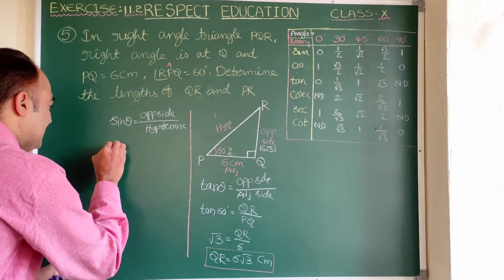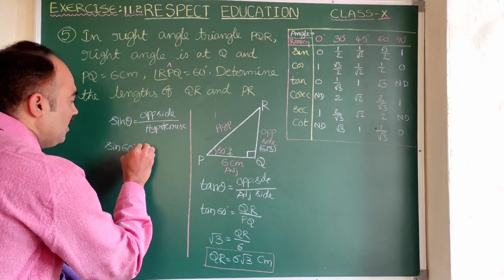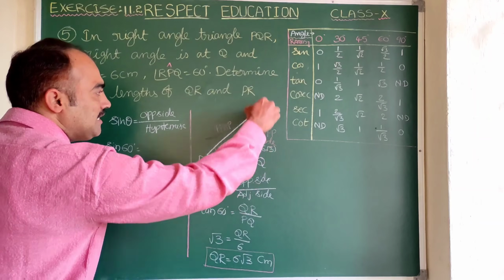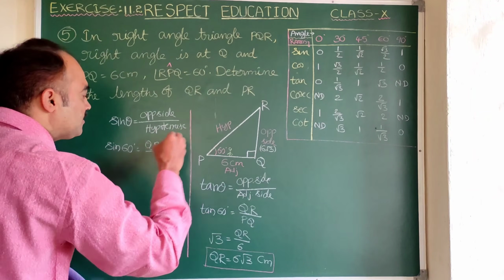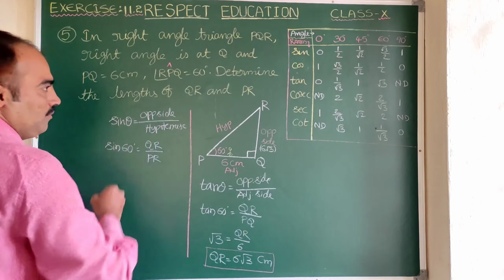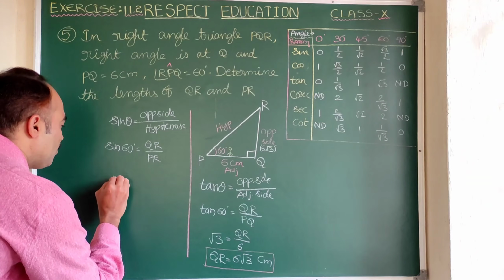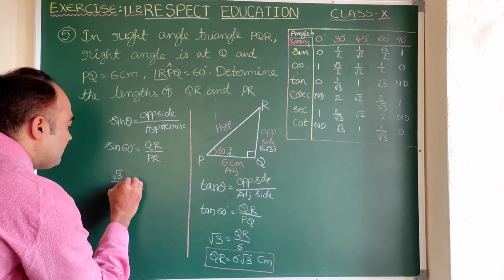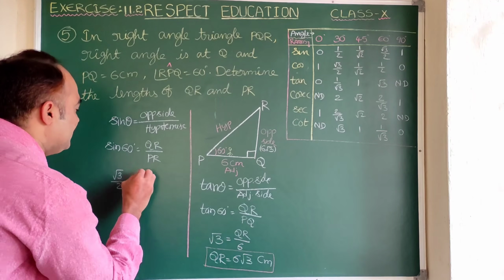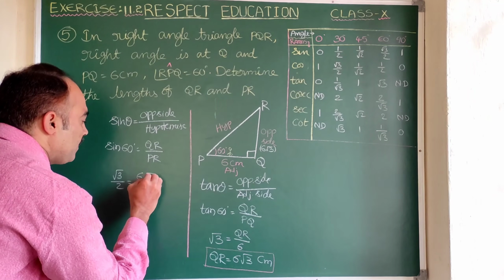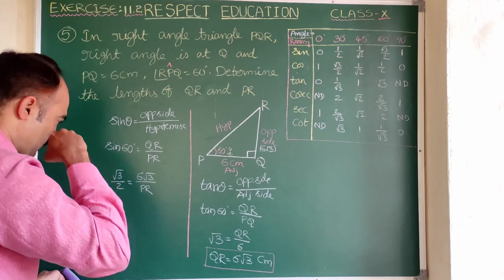Now here sin theta means in place of theta I am taking 60 degrees. Now for 60 degrees what is the opposite side? QR, by what is the hypotenuse? PR. Now what is the value of sin 60 degrees? Root 3 by 2. Now root 3 by 2 is equal to QR, it is known to us, just now we found it, 6 root 3 by PR. That is what we need to find. I am writing as it is.